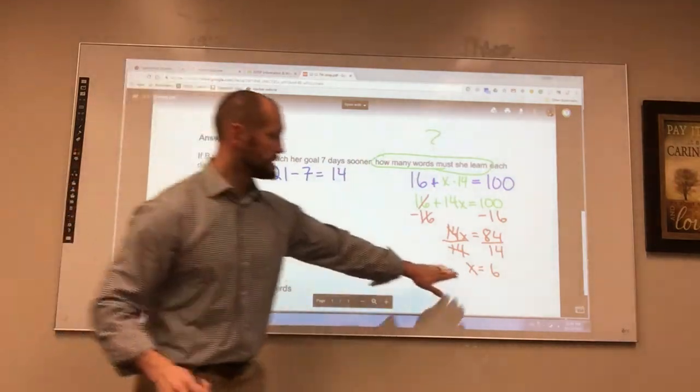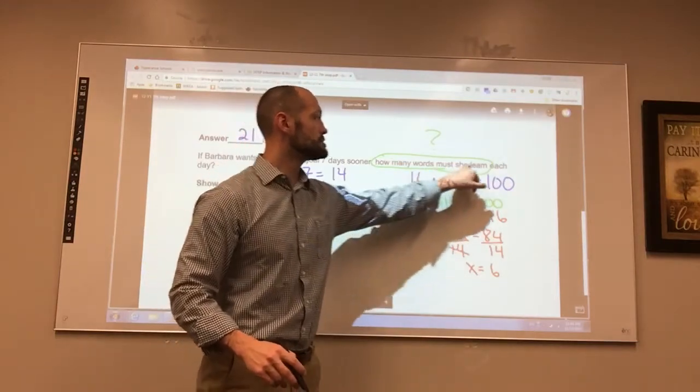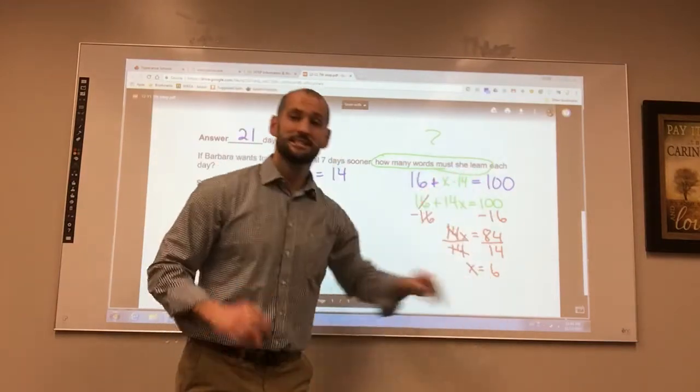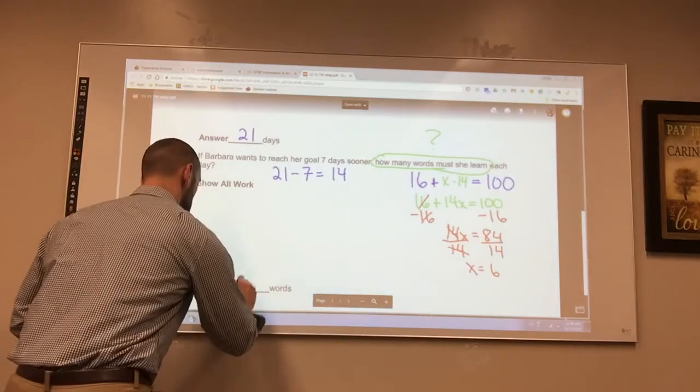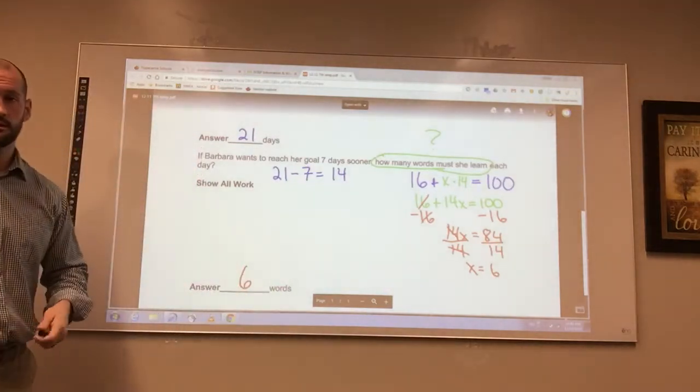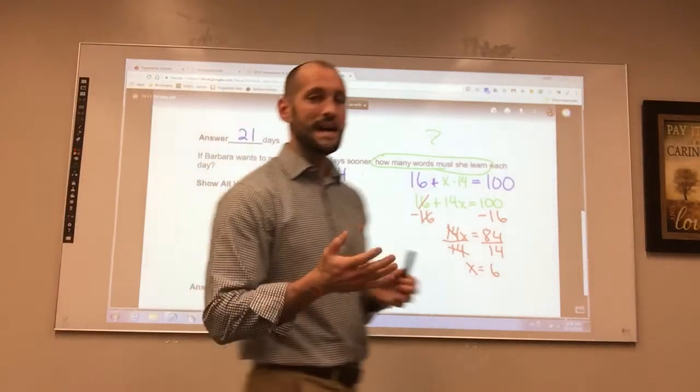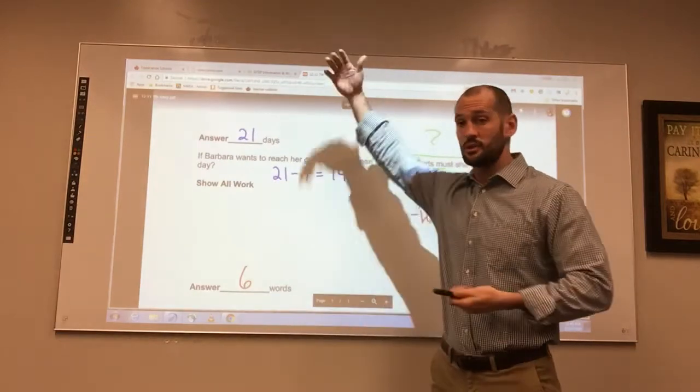So, what was x representing? It was our new rate. How many words must she learn? She has to learn 6 per day, and that is our final answer. I know that was a little quick on that last step, but you realize we were using a lot of the skills we had already built.